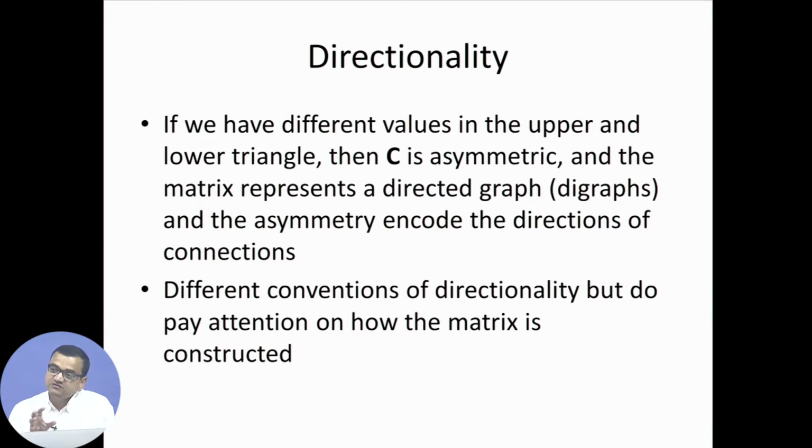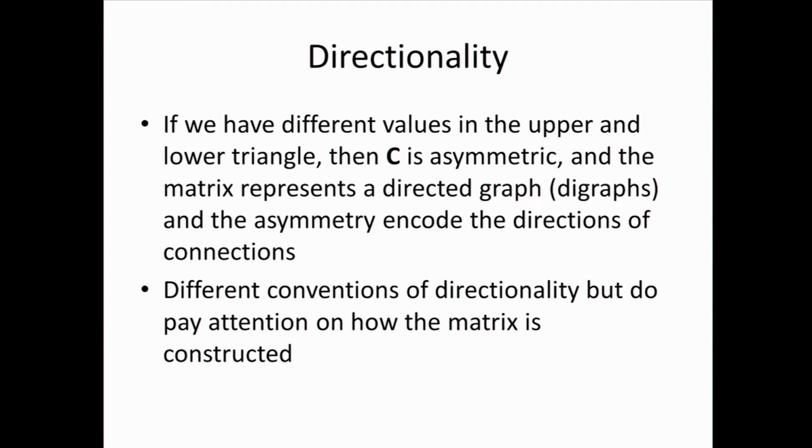Suppose you have different values in the upper and lower triangle, then your connectivity matrix is asymmetric. Think about analyzing all possible pairwise connectivity in the EEG alpha band for 32 electrodes. Then you have a 32 by 32 connectivity matrix. At each point ij, you are measuring the phase synchrony in the alpha band between electrode i and electrode j, one value. But phase synchrony is symmetric.